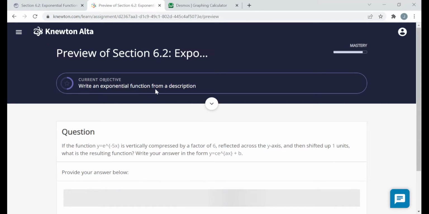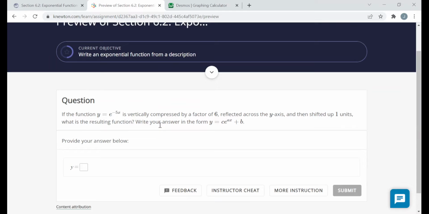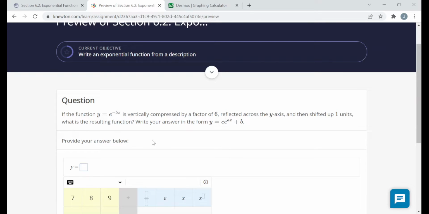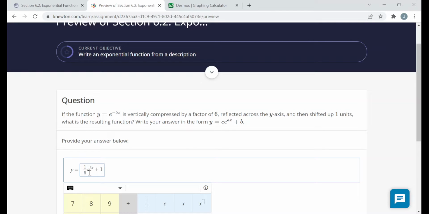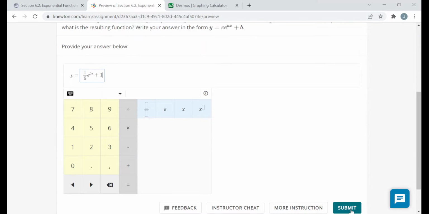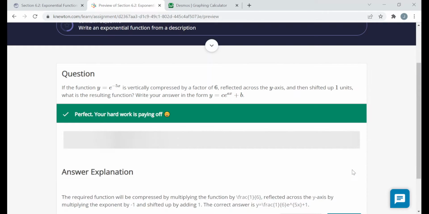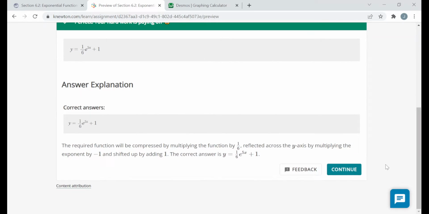Alright, then the only one we haven't finished yet is this write an exponential function from this description. So here's what I'm going to do. I'm going to write out y equals e to the -5x. That's the beginning. It says it's vertically compressed by a factor of 6, but again, compress means you're really multiplying by 1/6. Right? That causes a vertical compression. Reflected across the y-axis, x gets changed to -x, so that means this -5x would get changed to +5x, and then shifted up 1 unit, so +1 after. So 1/6 times e to the 5x plus 1, that's going to be the final resulting function. Cool. Very similar to problems earlier.